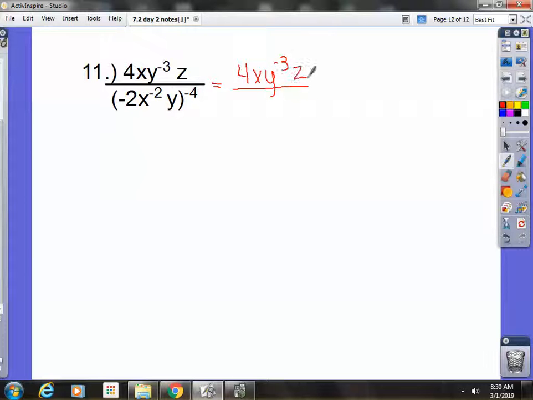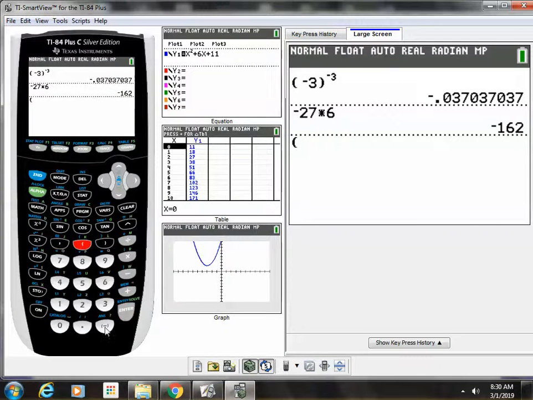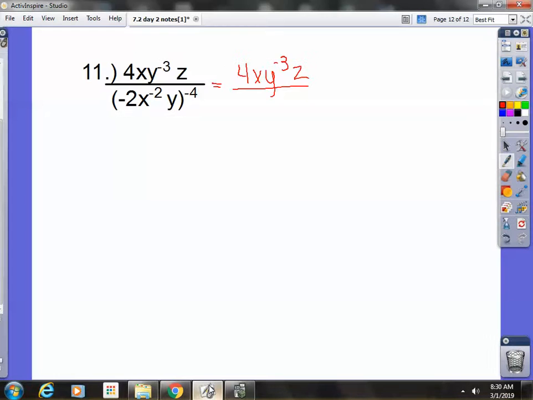But numerator, I'll just bring it across. I'm not going to do anything. I'm trying to do one thing at a time. So I have negative 2 to the negative 4 power. If I type it into my calculator, of course using parentheses, right? I'm going to get a decimal, and I don't want that. So just leave it as negative 2 to the negative 4 power. In parentheses. X to what power? Negative 2 times negative 4? 8. X to the 8. And y to the negative 4.